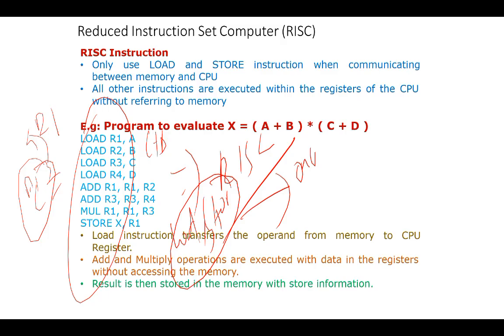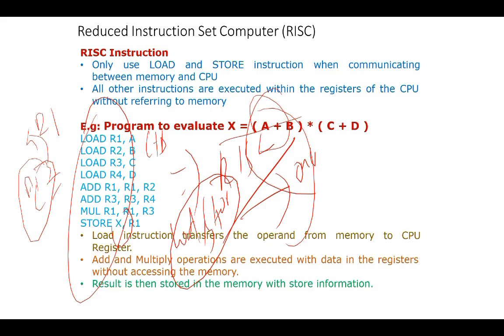Now we multiply R1 and R3. R1 carries a plus b, and R3 carries c plus d. So finally the product, which is x, is stored in the register R1. Next is the instruction store x, R1. Finally, we copy the final result from the register R1 and move it to the location x.